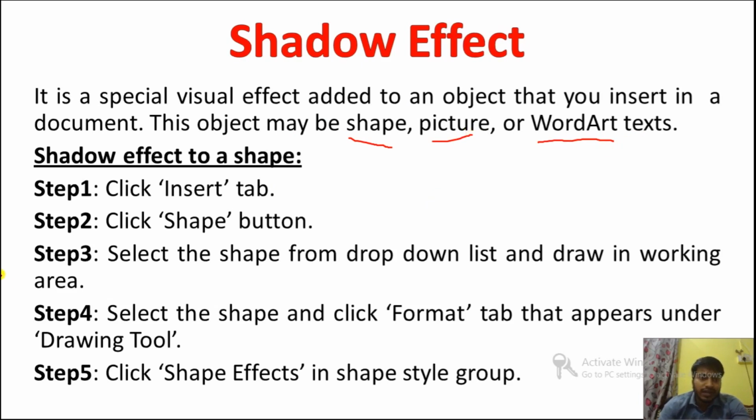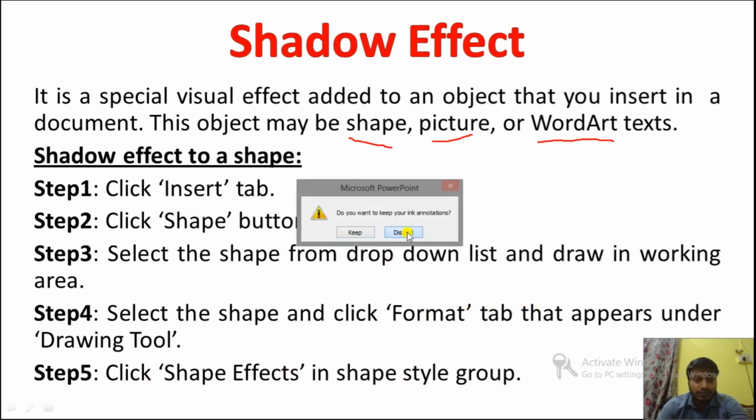So, shadow effect to a shape. First let me read out the steps, then I'll show you how to give shadow effect to the shape. Step number 1, click the Insert tab. Step number 2, click the Shape button. Step number 3, select the shape from the drop down list and draw it in the working area. Step number 4, select the shape and click the Format tab that appears under Drawing Tools. Step number 5, click Shape Effects in the Shape Styles group. Now let me show you how to insert a shape. After that we will give the shadow effect.